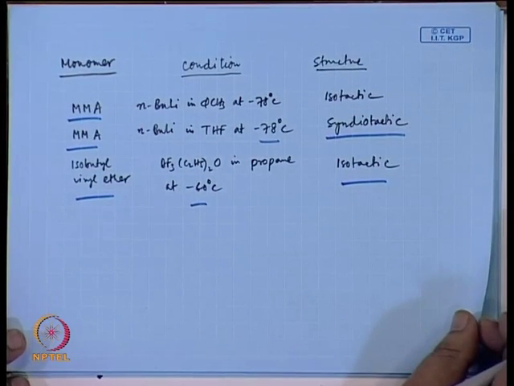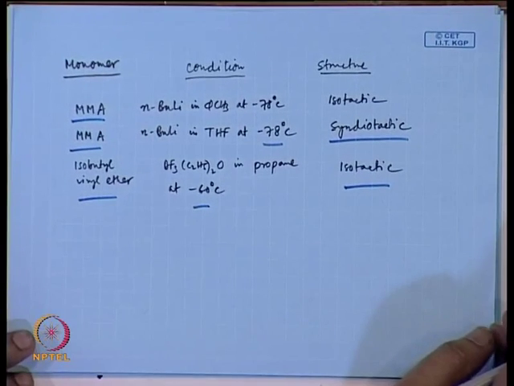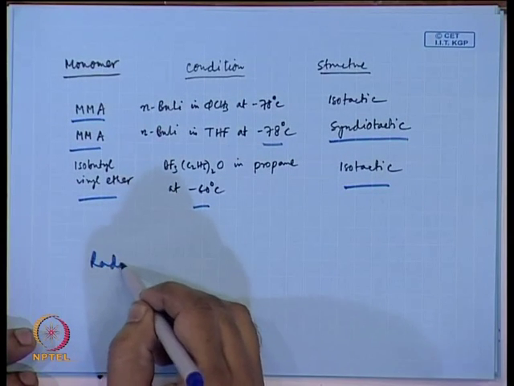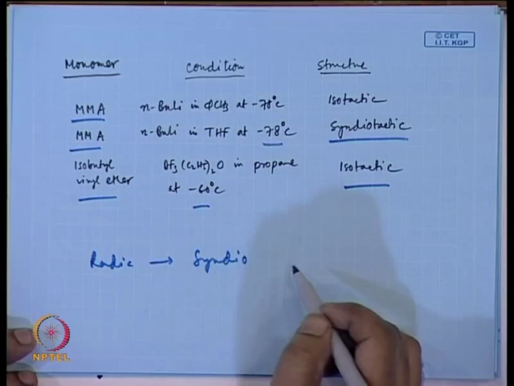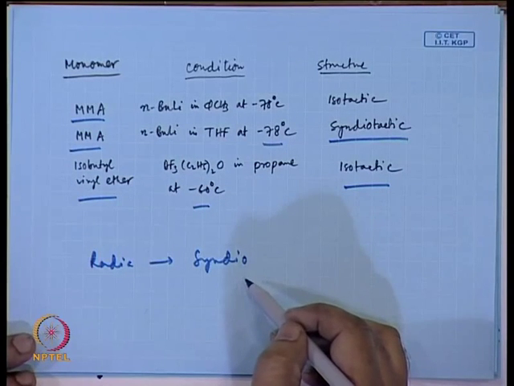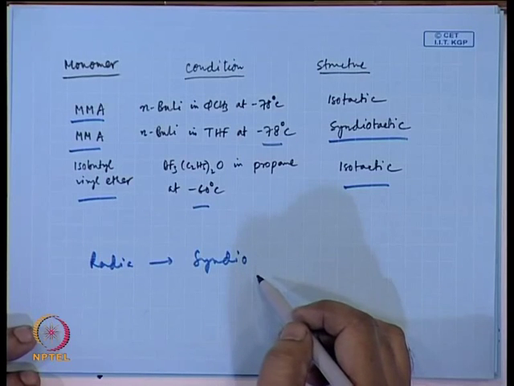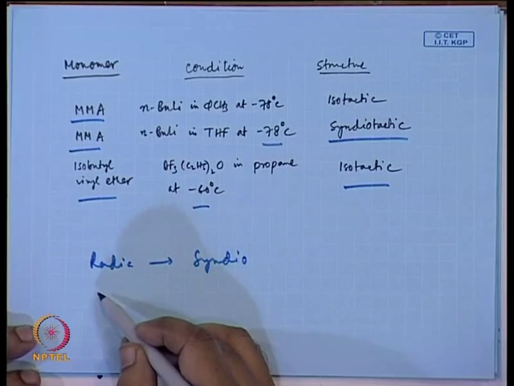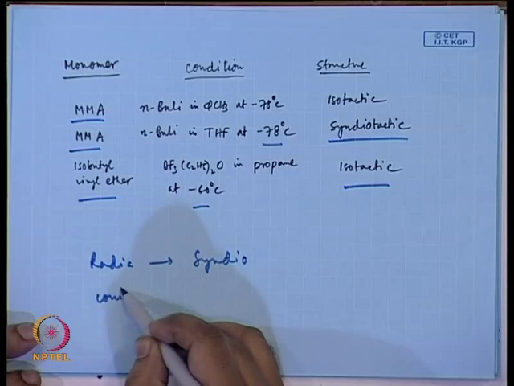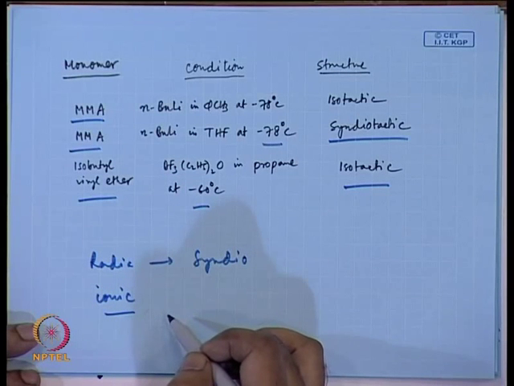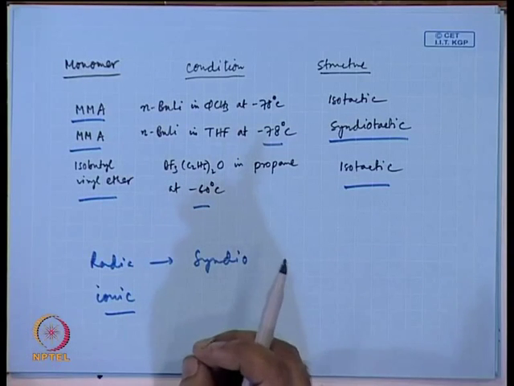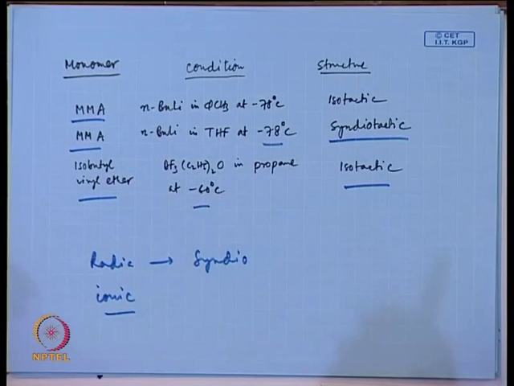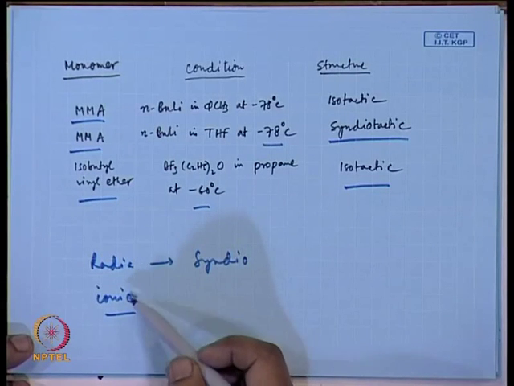So, what we know is that radical polymerization will always preferentially give syndiotactic polymers, and this gets dominated by decreasing the temperature. Now, for ionic polymerization, if we do the polymerization in conditions where the ionic chain end and the counter ion are present as free ions, then they will behave the same as radical polymerization.